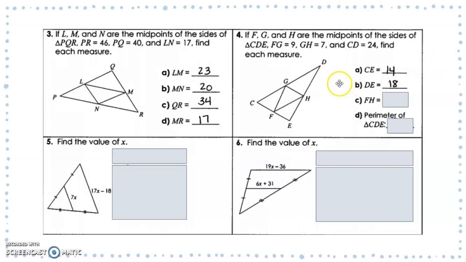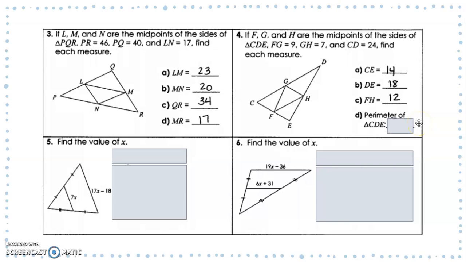And then they told me that CD is 24. I can use that to find FH. FH is my midsegment, so I'm going to cut CD in half, and that means that FH is 12.